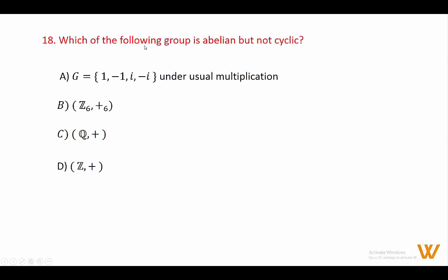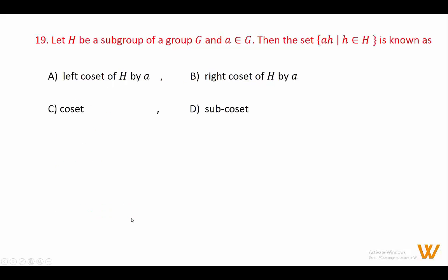18. Which of the following groups is abelian but not cyclic? The group G containing elements 1, minus 1, i, minus i under usual multiplication is a cyclic group. Z modulo 6 is also a cyclic group. The set of integers Z plus is also a cyclic group, but Q plus is not a cyclic group. The set of rational numbers under addition is not a cyclic group. So the answer is option C, Q plus.